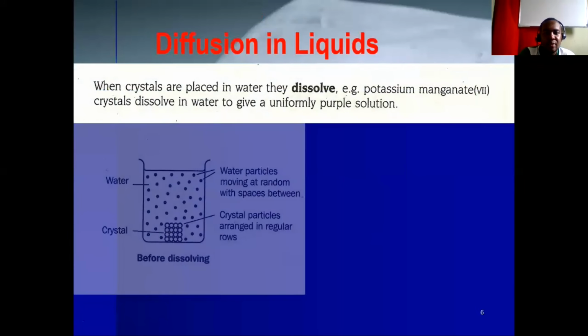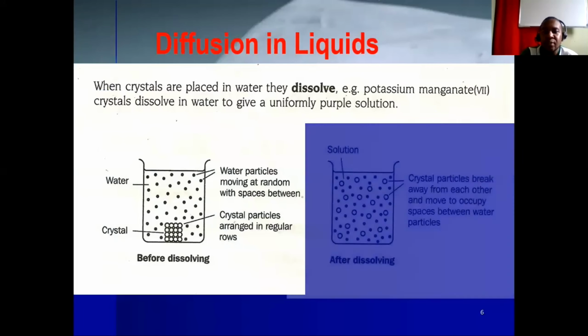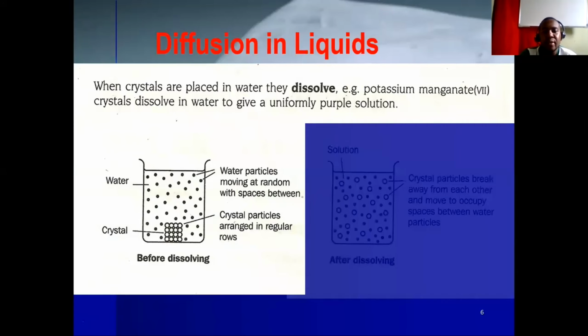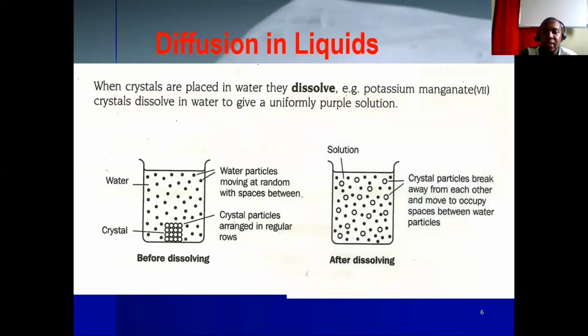All right, so we talked about the permanganate in water. We notice the permanganate is at the bottom of the beaker. Over a period of time, even without stirring it, the particles will start to move in the liquid until all the permanganate particles are evenly spread throughout the mixture.